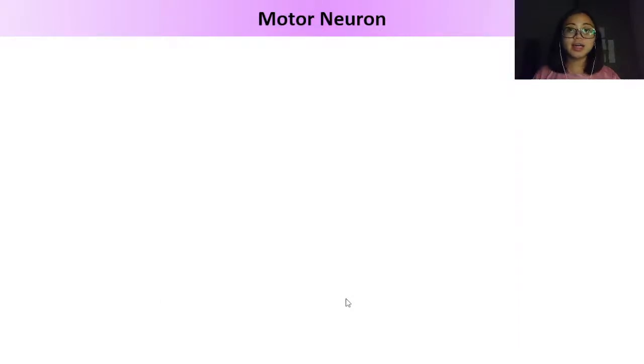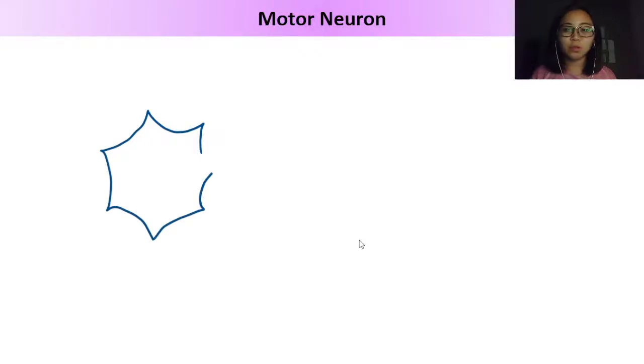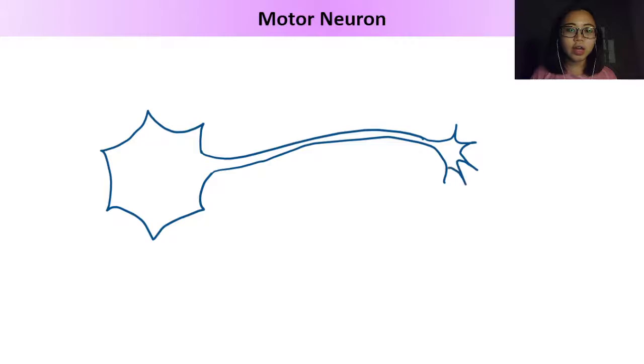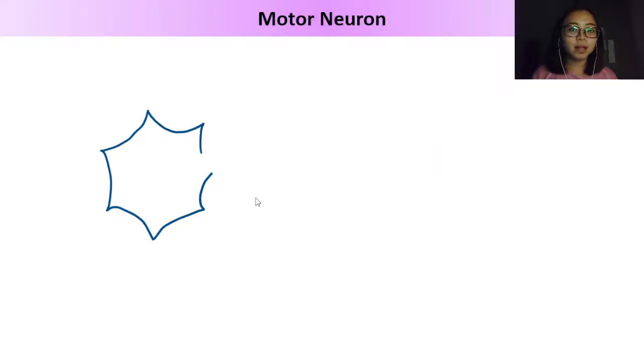Okay, moving on. Let us try to draw a motor neuron and then label the parts in the motor neuron. Okay, come with me now. First, we'll start with the cell body. We draw it like a spiky thing like this. We're going to draw the axon and also the synaptic knobs. Okay, I'll draw that part again. We'll draw the axon and then the synaptic knob.